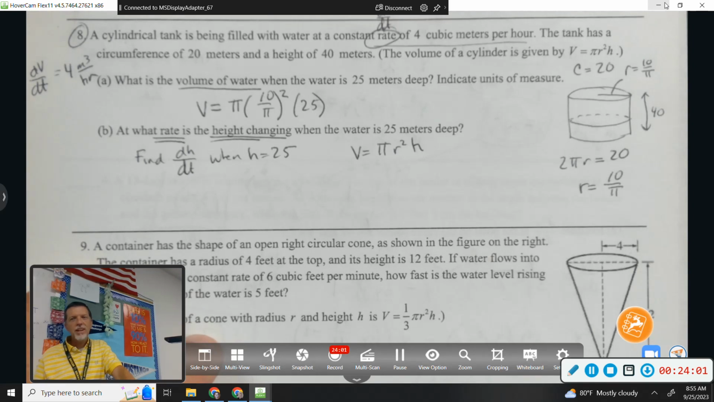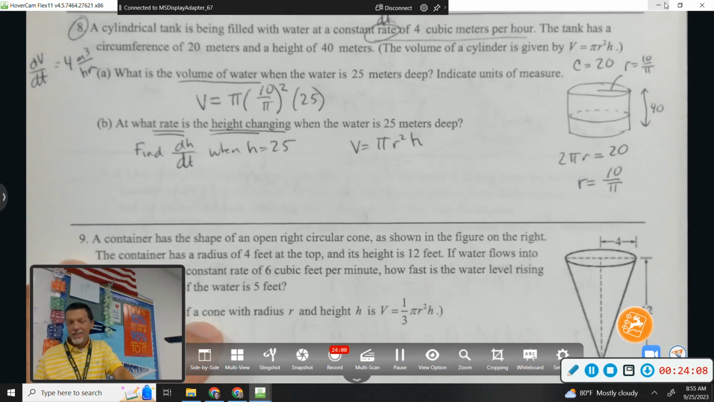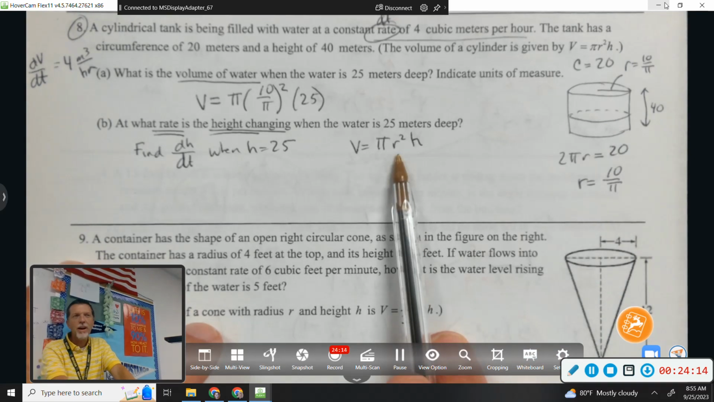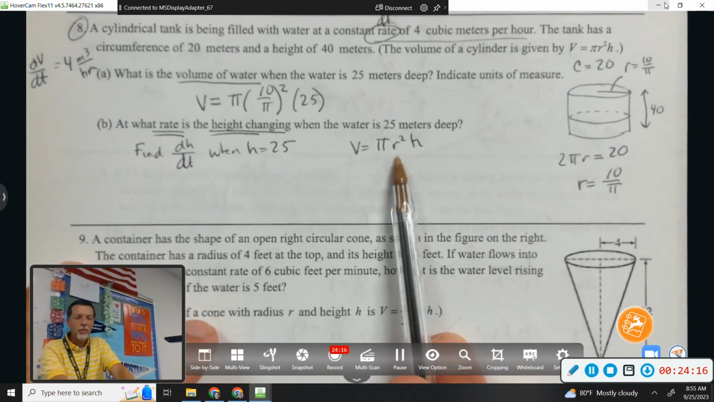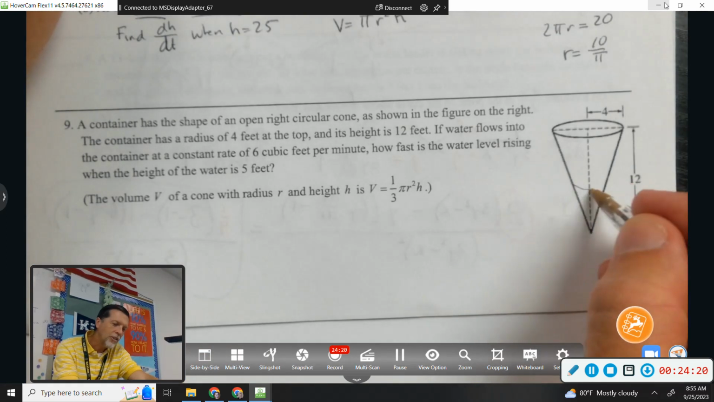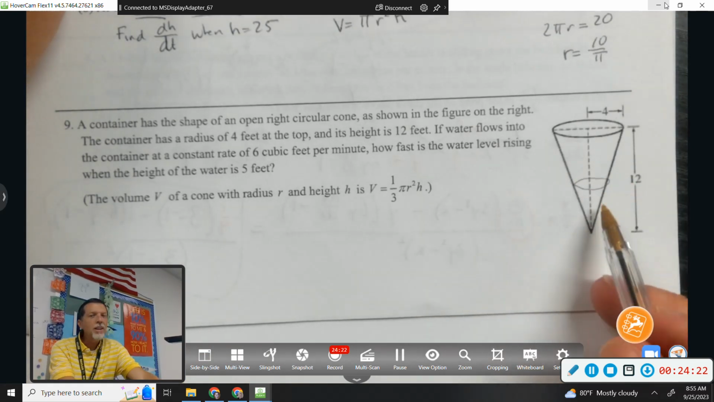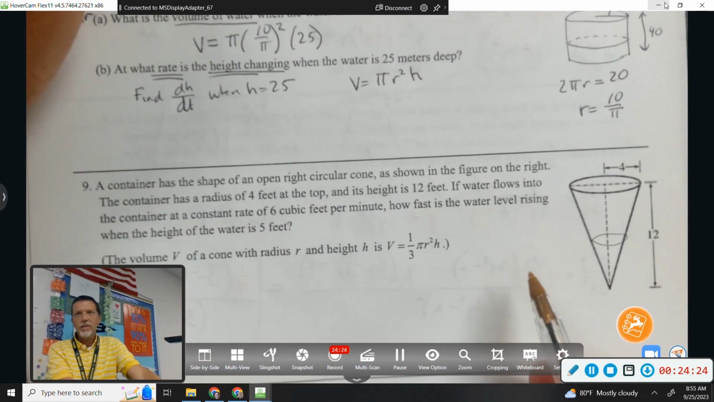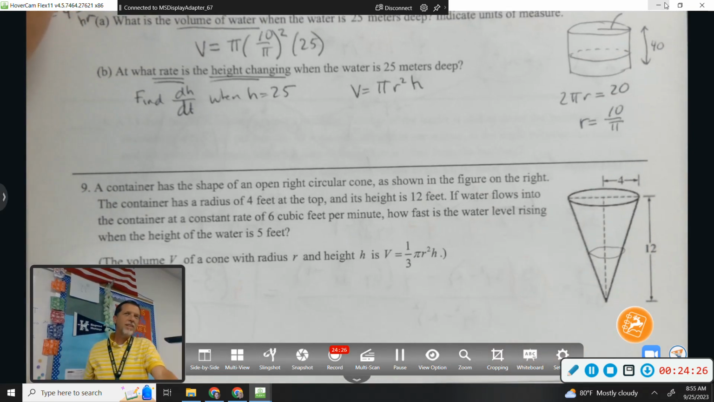Why am I allowed to plug in 10 over pi? Because it's constant. Good. That's the thing. 10 over pi is not changing. The radius is not changing. So I can plug in 10 over pi and be okay. You've got to be careful with that, because on one like number 9, where r and h are changing, you better not plug in either one until after you take a derivative.